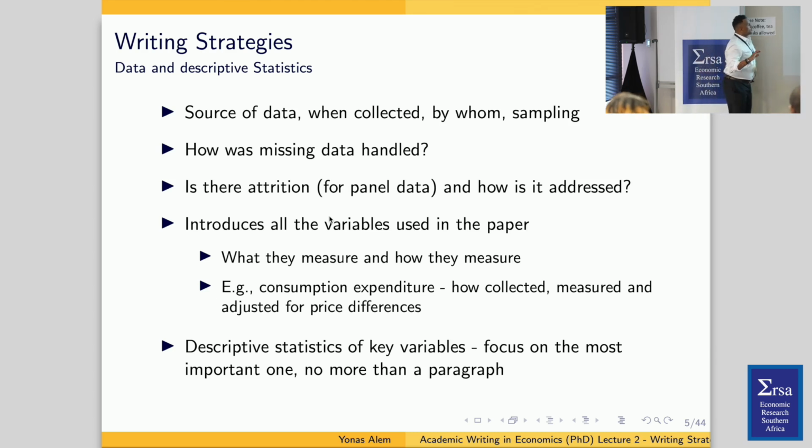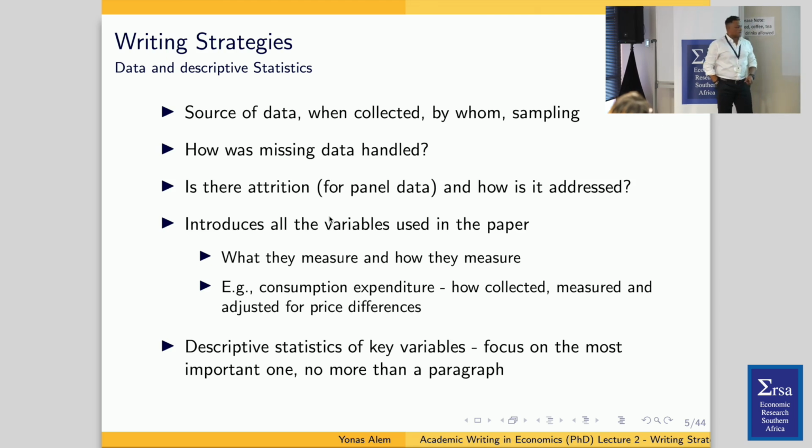You introduce all the variables used in the paper, especially the outcome variables. What are your outcome variables? Let's say it's consumption. How is consumption measured? You know, is it on a monthly or daily basis? How did you do the aggregation? All that should be discussed.